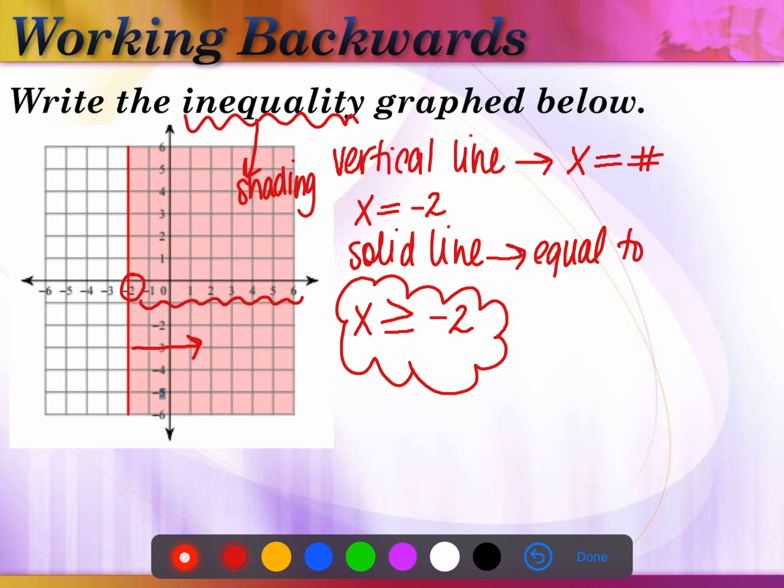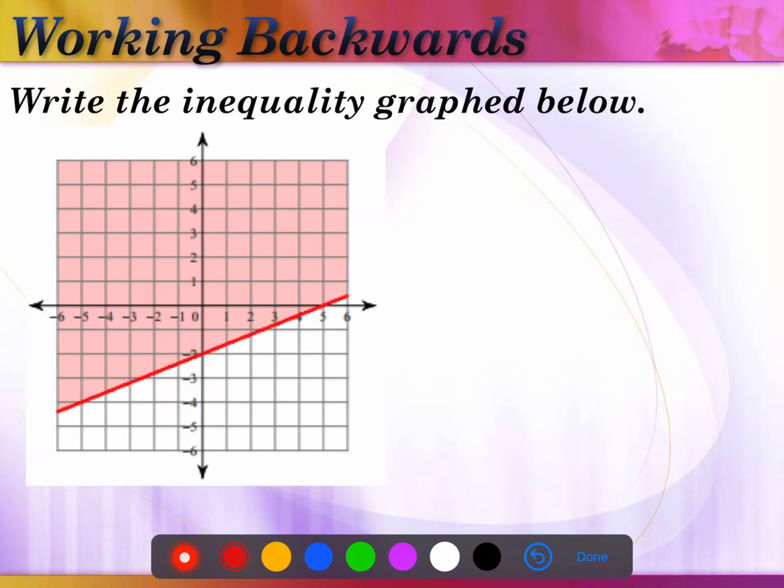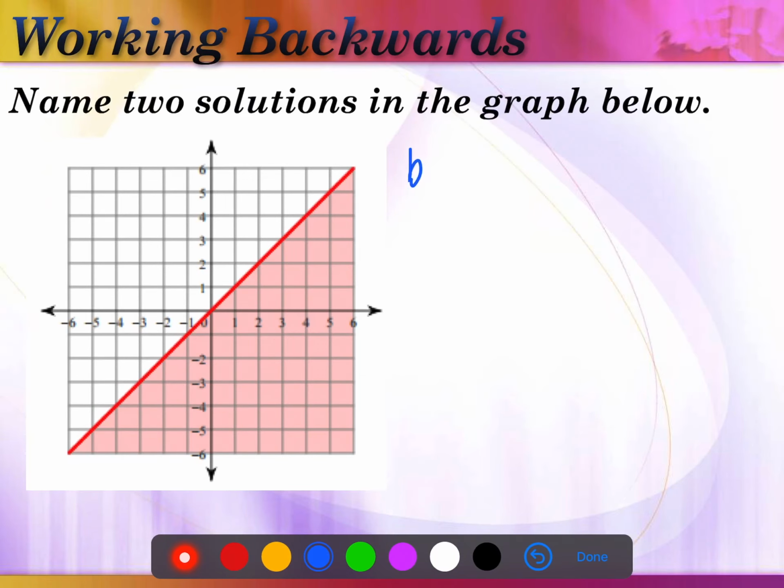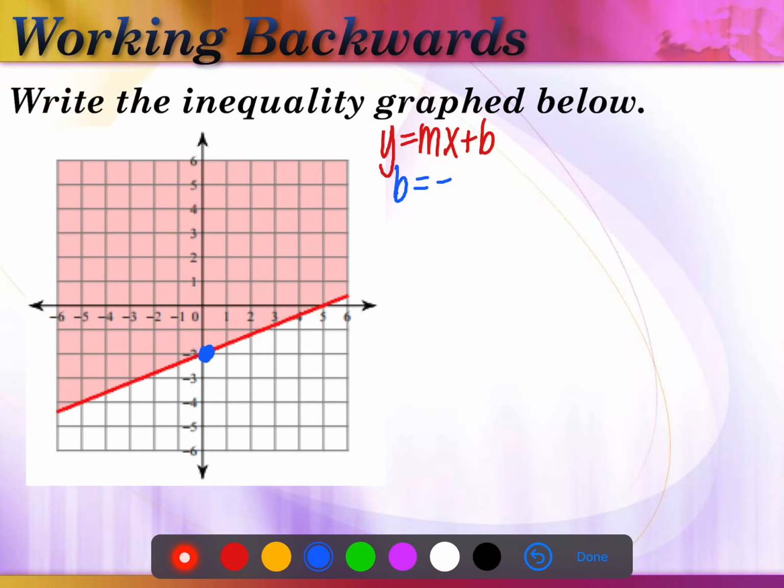All right, so first we looked for the equation of the line. We then determined if it was solid or dotted, and then we inspected the shading. Let's do this with a graph that is not a vertical line. Now we see that there is a slope and a y-intercept here. So we are going to be looking at y equals mx plus b for this example. Let's write down what information I have. I see I have a y-intercept here. So my b is -2.